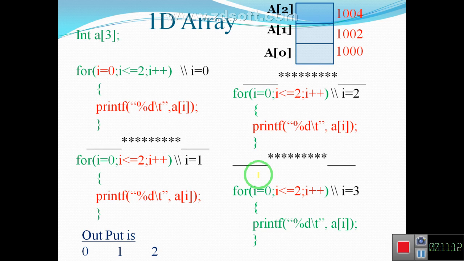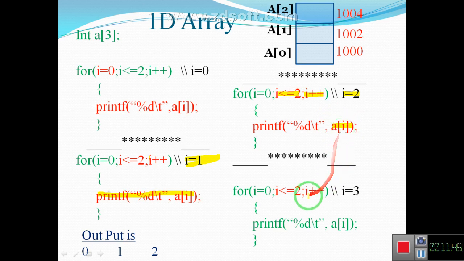So initially i equal to 0, printf %d\t a of i. So a of 0 is printed the first time. The second time it is incrementing. After incrementing, the i value is changed to 1. Condition is true, then the body is executing, a of 1 is printing. Again, increment is applied. Now the i value becomes 2. Now the condition is true. We are printing the information of a of 2.